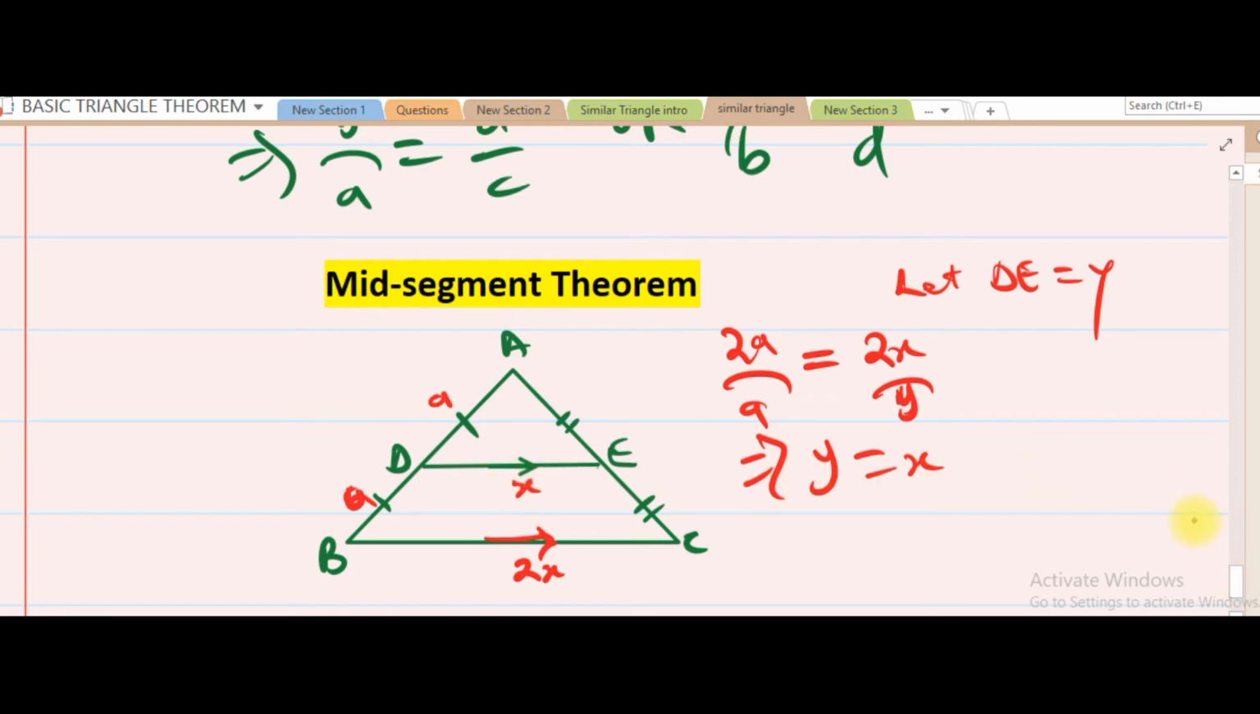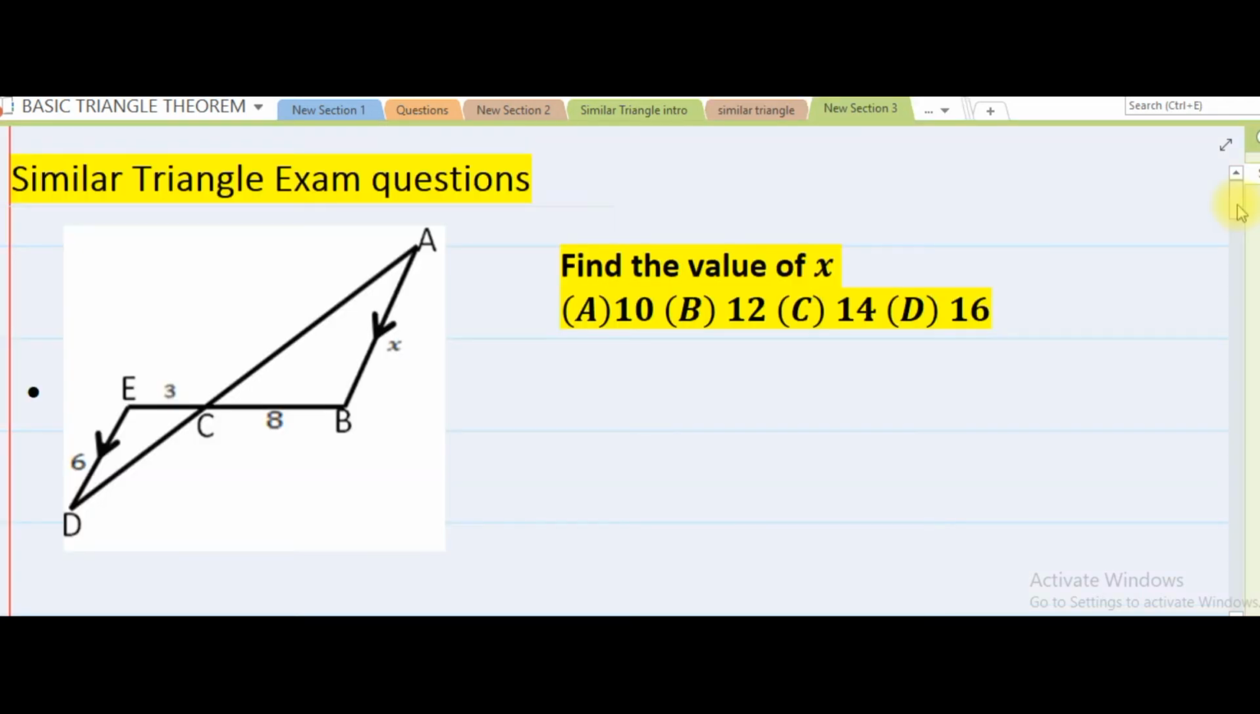So let's go over some example questions on similar triangles as a whole. Look at the first example question. We are given a triangle and asked to find the value of x. Remember, they did not say whether the triangles are similar. Once you see anything of this form, a triangle, you have to look at the similarity, because you are seeing some sides and angles.